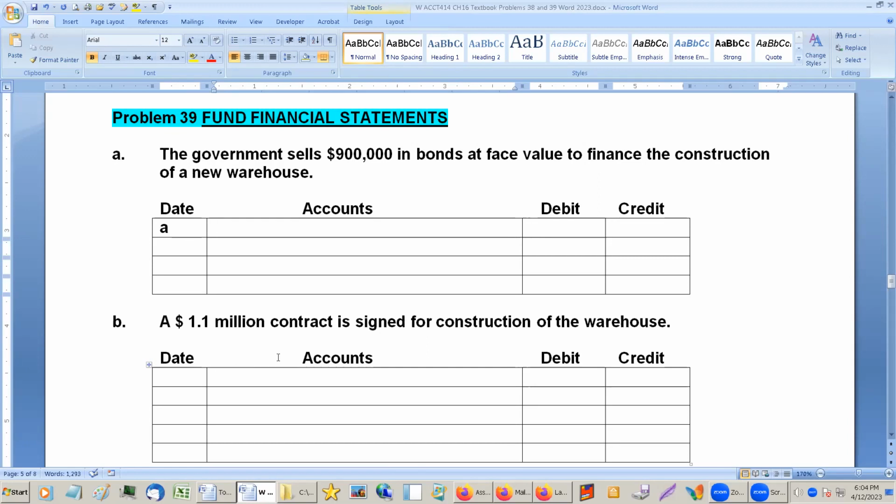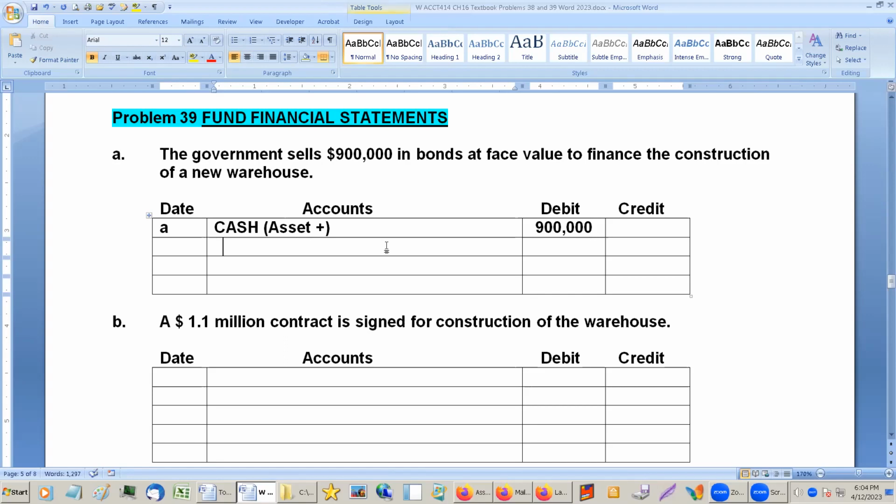I'll put in the easy part. So we get the cash, 900,000. That was the easy part. Okay, what goes on the other side?